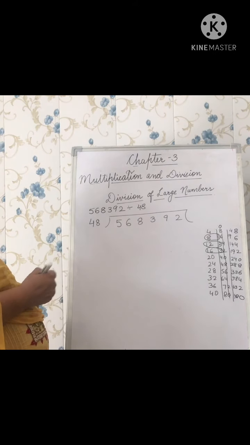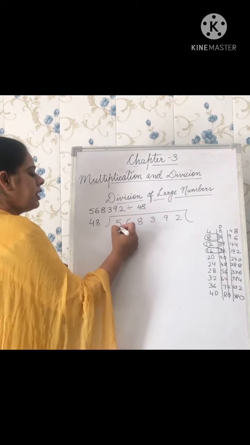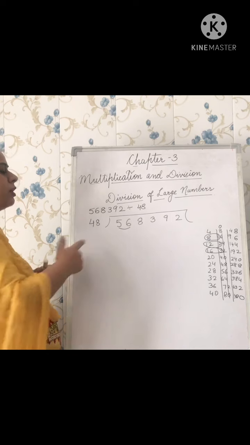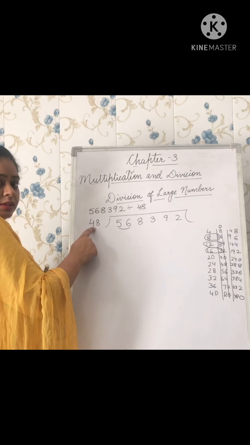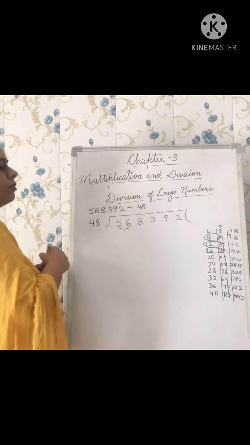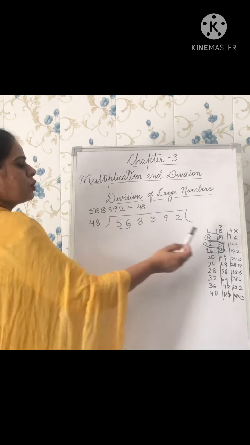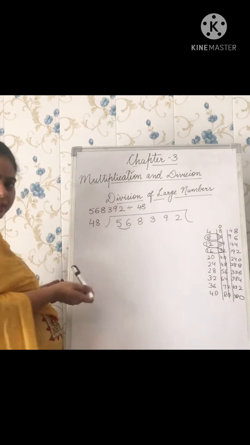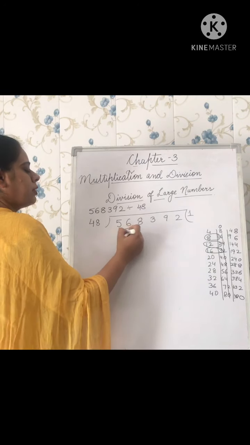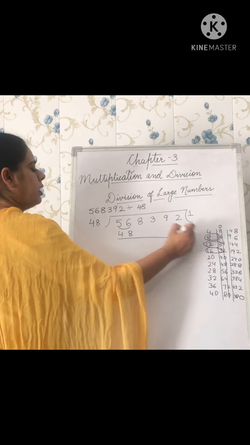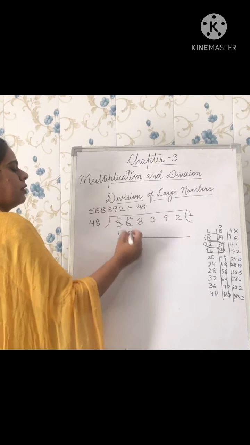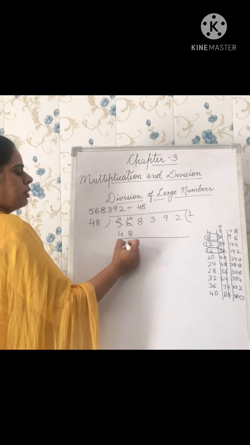Now let's do it. Firstly we will see these first two digits. Now the first two digits are bigger than the divisor, bigger than 48. So you can see, what is smaller than 56 in the table of 48? It is 48. So you will write here 1 times 48. Yes. Now 16 minus 8 is 8, 4 minus 4 is 0.